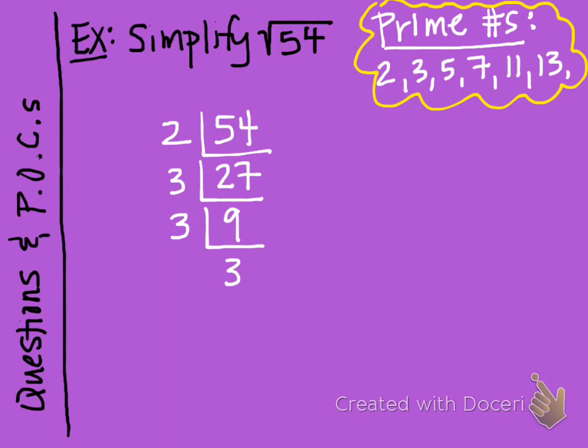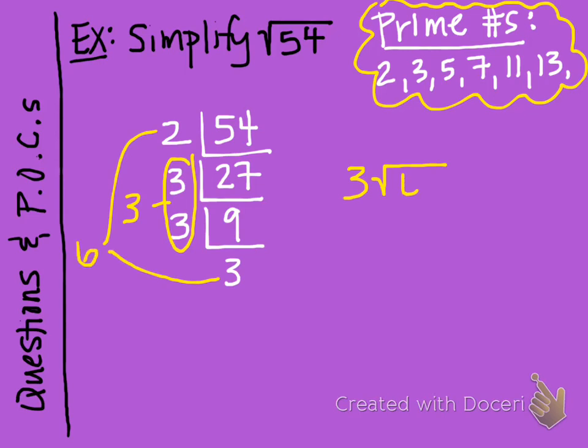All right, so I've got my 4 numbers out to the side. I don't have a pair of 2s, but I do have a pair of 3s. Remember, count that one time. Now I don't have another pair to multiply it with, so I'm just going to put that number on the outside. The 2 and the 3 that are left, I'm going to multiply those to make 6, and that's going to go on the inside. So 3 square root of 6 is the simplified version of the square root of 54.